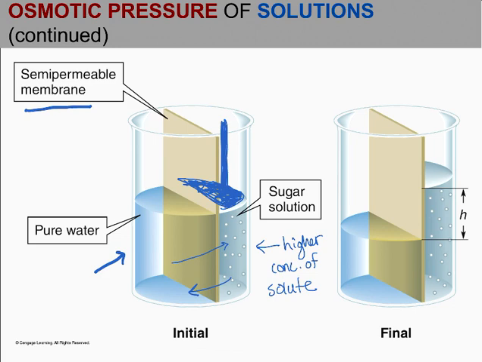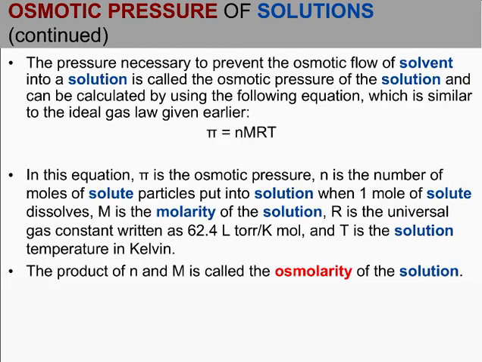However, on the right-hand side, we can see that the amount of solvent has increased. This difference in height correlates with what's called the osmotic pressure. That's the amount of pressure we would have to exert in order for the solution to not change. The pressure necessary to prevent osmotic flow of solvent is called the osmotic pressure of the solution.